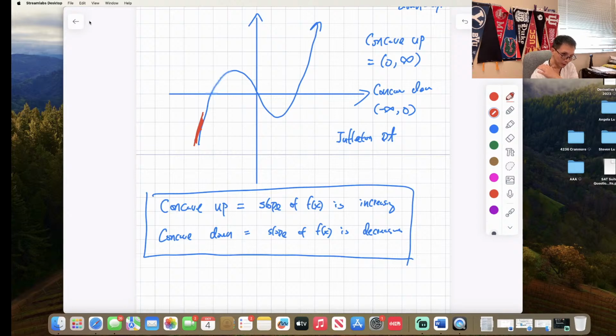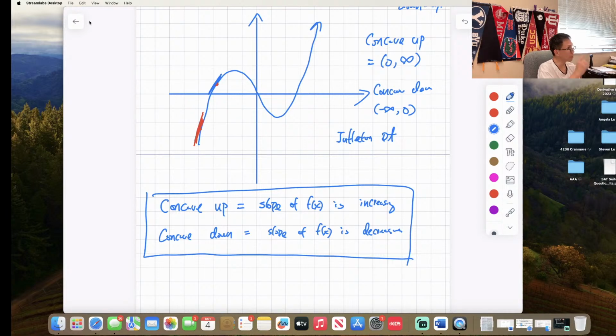Now, I want you to think about this particular point. Compared to the blue line and the red line, which one has a higher slope? The red line or blue line, which one has a higher slope? The red or the blue? Red is correct. So what happened to my slope? It's concave down. My slope is decreasing. Do you see my slope is decreasing?